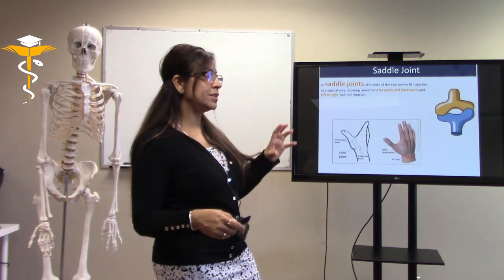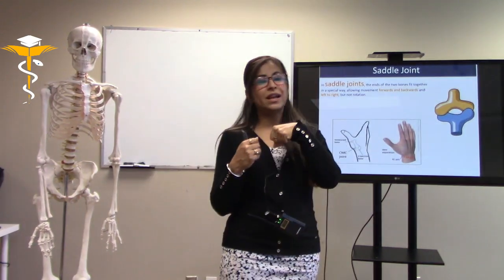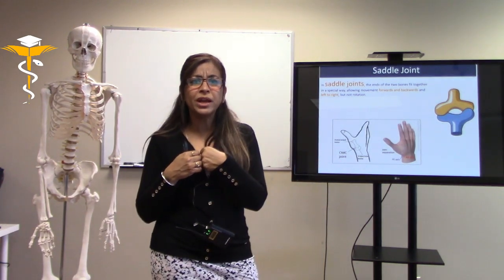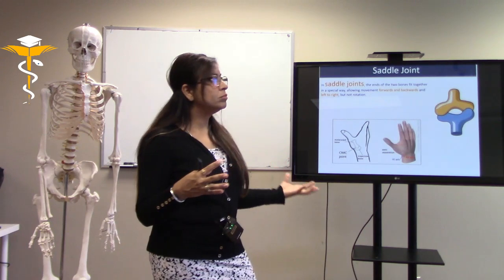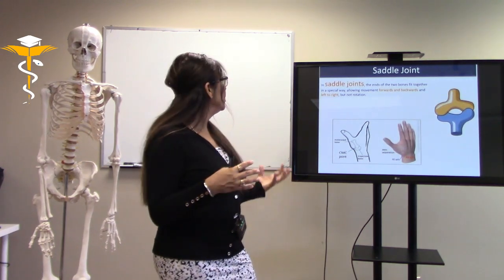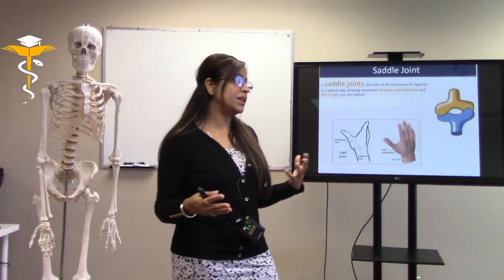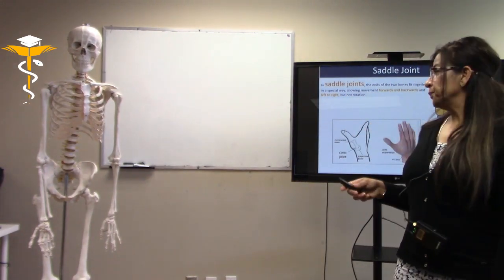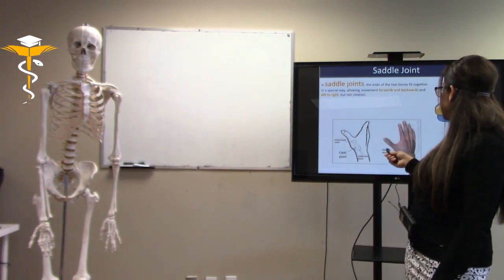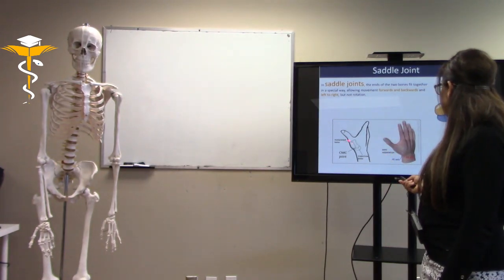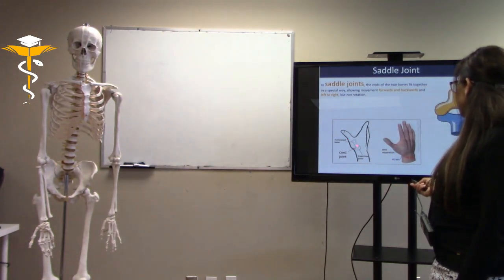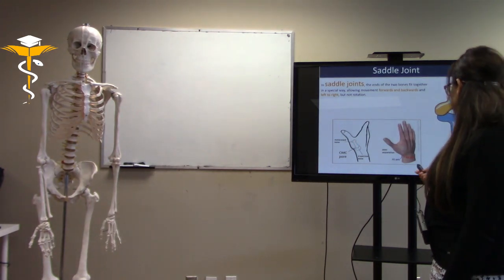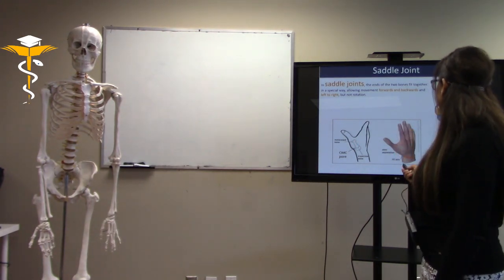Saddle joint. The saddle joint is like the shape of a saddle. The two bones fit together in a special way, allowing movement forward, backward, and left and right, but again, no rotation. There's no rotation with the saddle joint. If you see this picture right here, this is our metacarpal bone in the thumb, and that's a saddle joint.